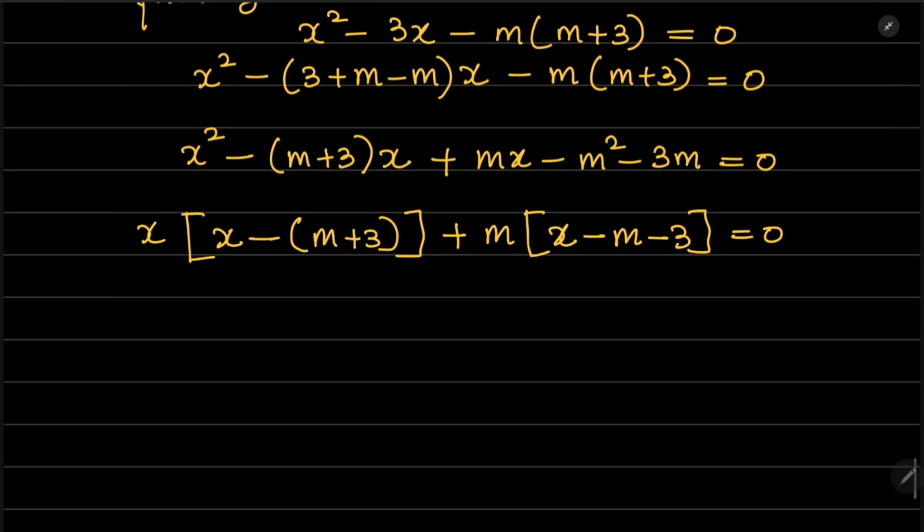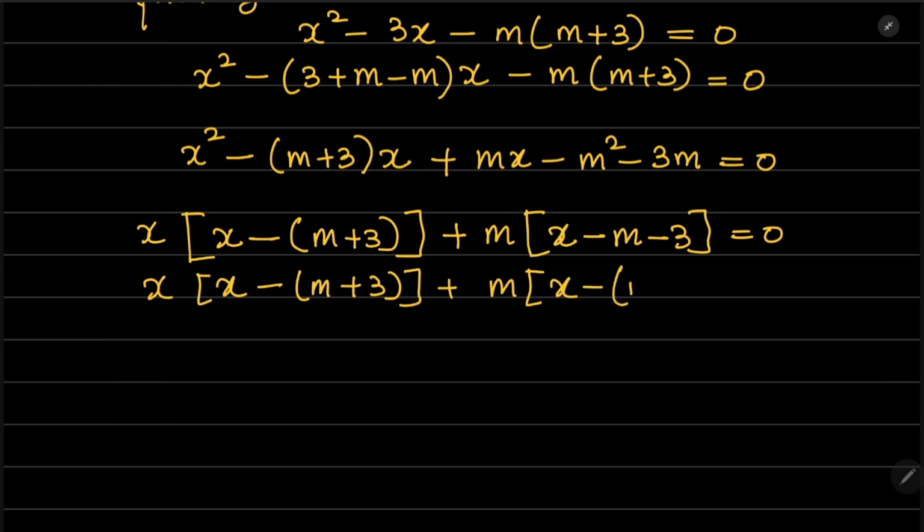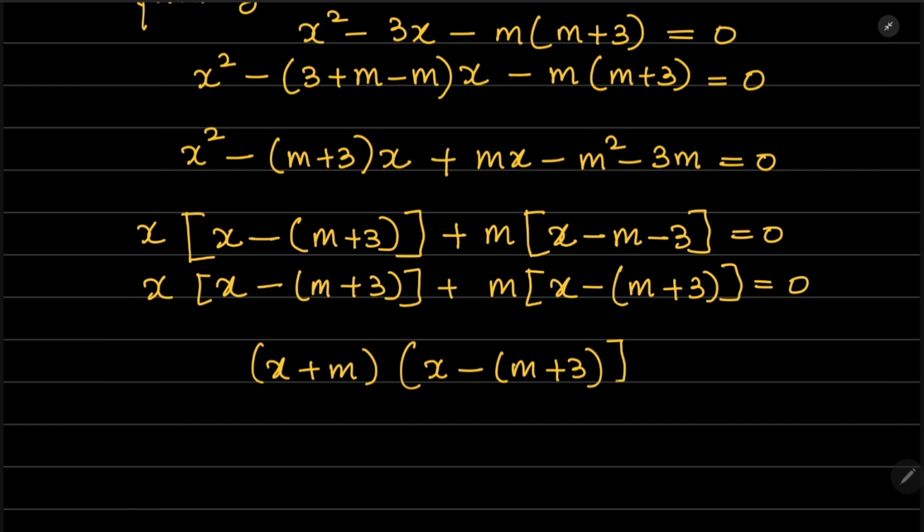Correct? Okay. So, then again x multiplied by x minus m plus 3 plus m multiplied by x, take minus common out, m plus 3 equal to 0. Now here these two terms are same. So x plus m is one term. The other term is going to be x minus m plus 3. Correct? So this is the other term equal to 0.